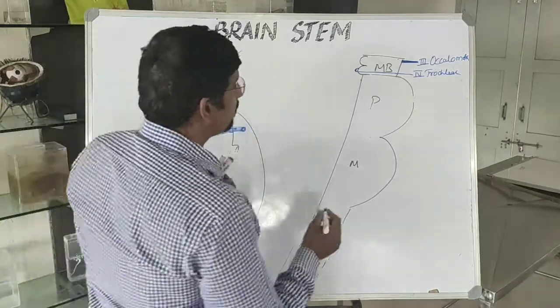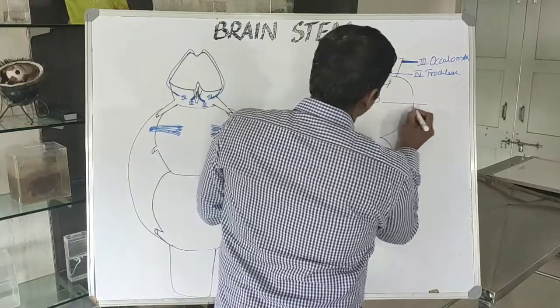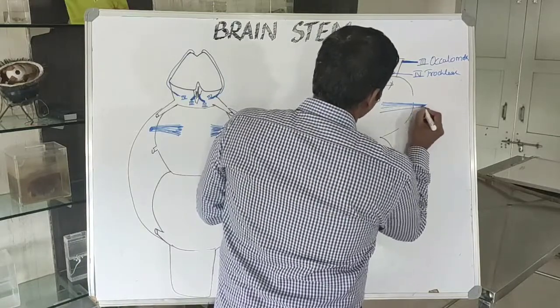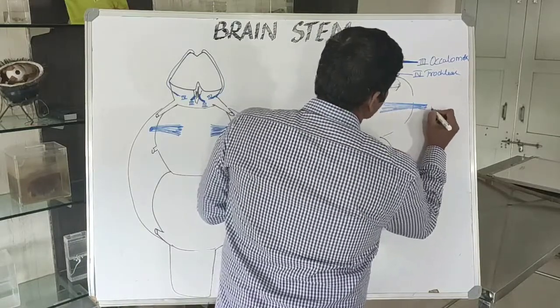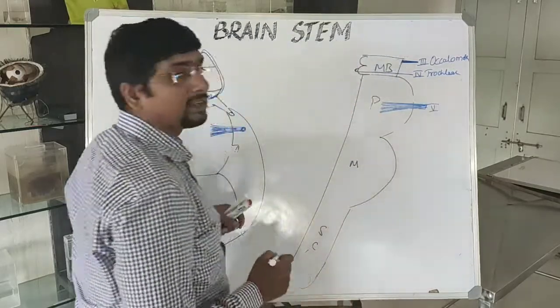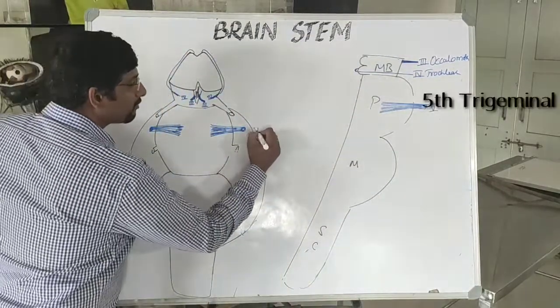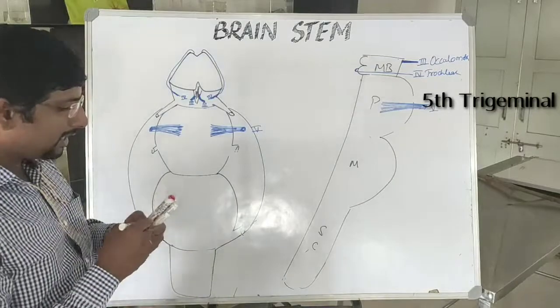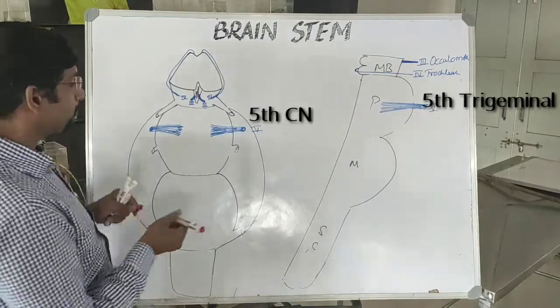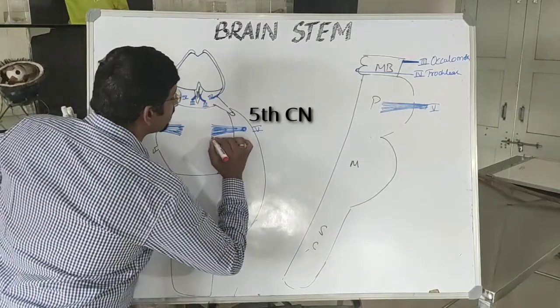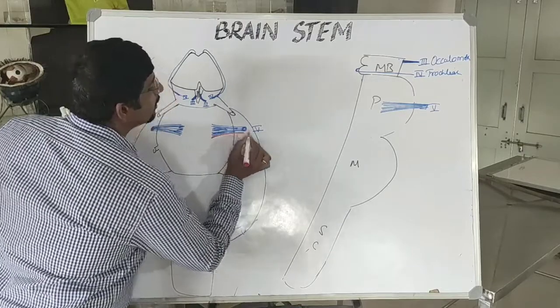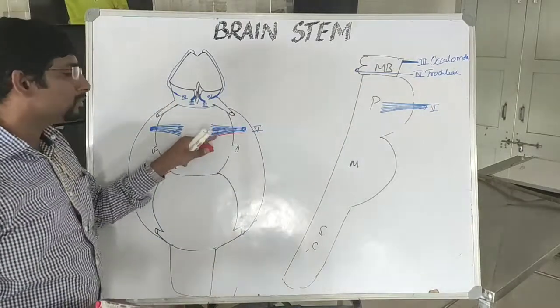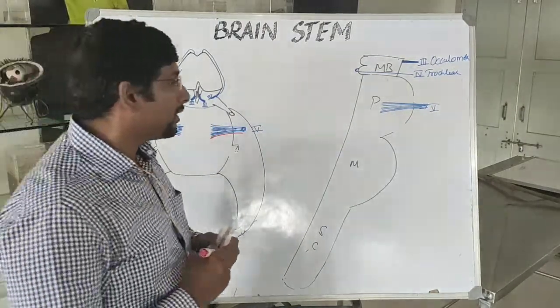Okay. If you draw here, it will become around here. This is the fifth cranial nerve, and it also contains some motor component. As we already know, it's a mixed nerve, right? It contains both sensory and motor components.